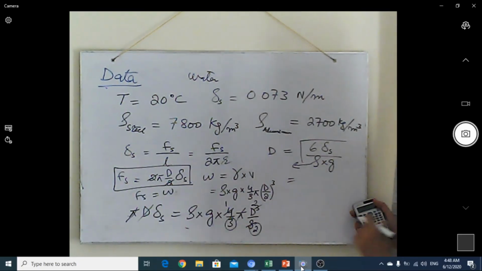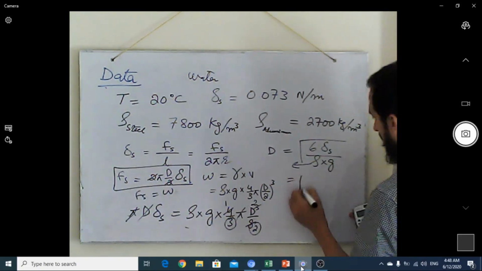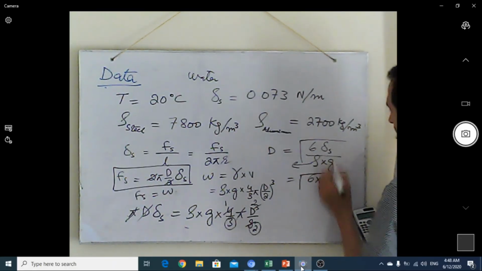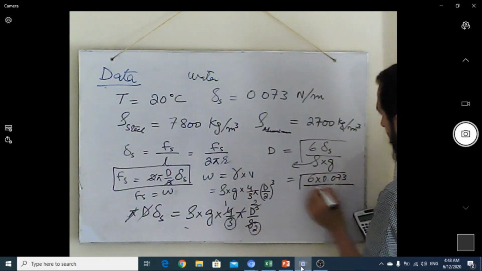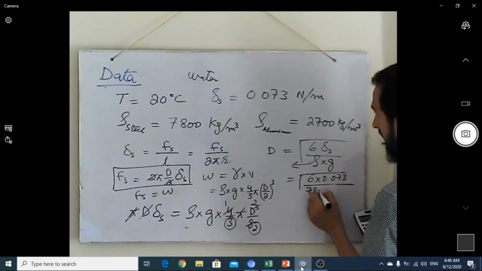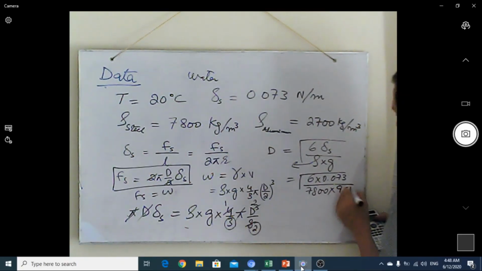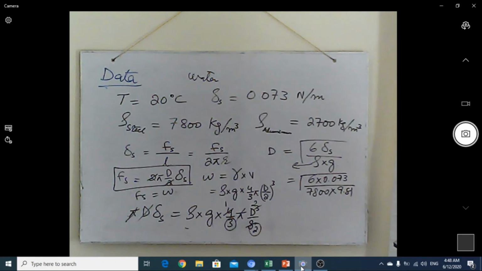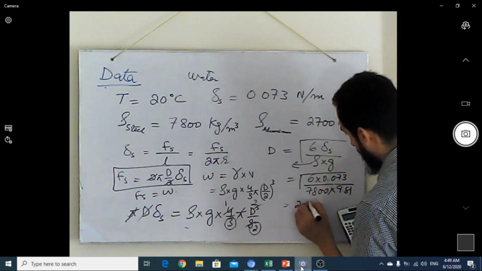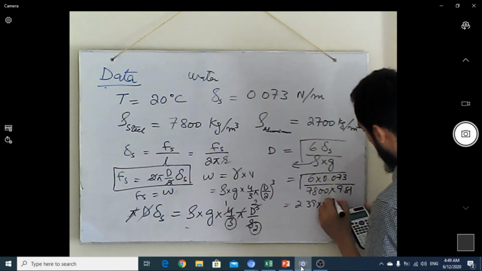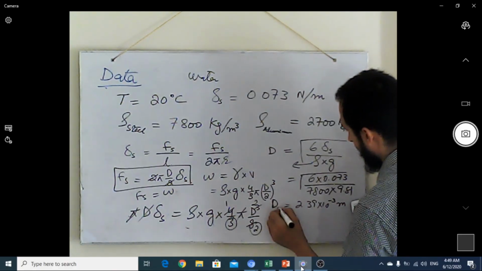Let's say if you are calculating this for the steel ball, 6 multiplied by the surface tension of water, 0.073, over the density of steel, which is equal to 7800, multiplied by 9.81, and you will get the respective result. So it will be like 2.39 into 10 to the power minus 3 meters. This is the diameter of the ball for a steel ball.